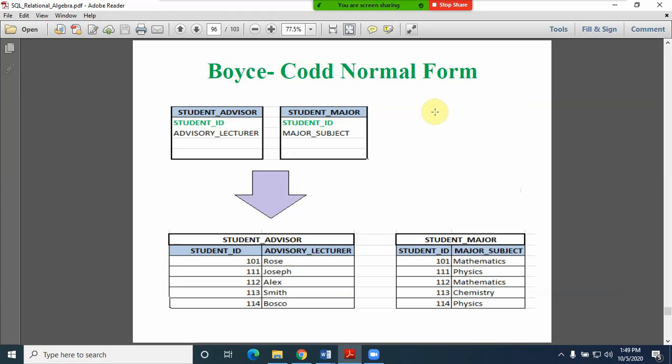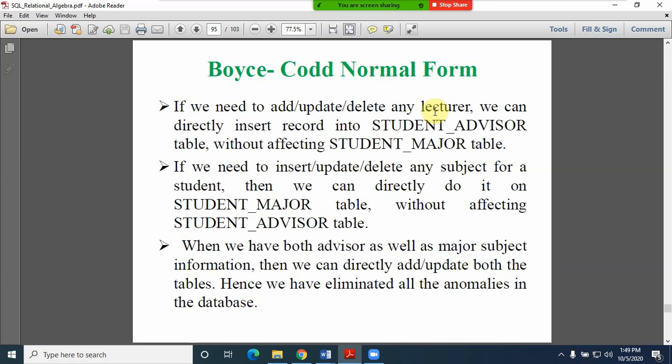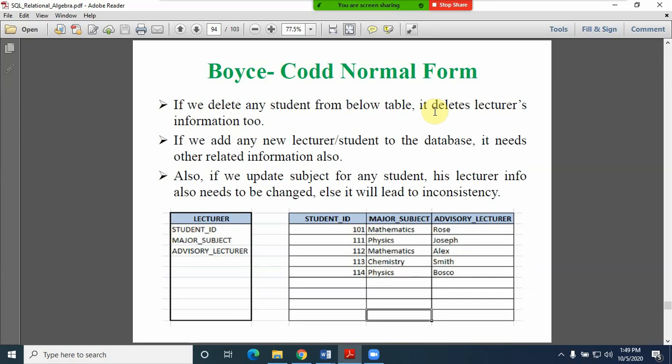Our concern is, if you observe any left side entry, whichever determinant I have, every determinant is a candidate key. Based on that formula, you can strengthen the third normal form. The problem we observed here is that when you consider the student ID, major subject and advisory lecturer together, there are certain anomalies, like insertion, deletion and update anomalies.